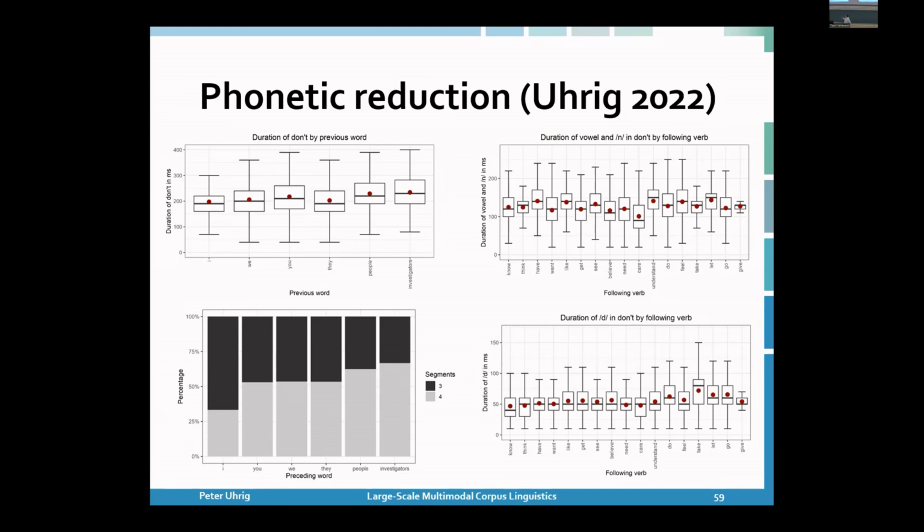And again, you see that with I don't know, the t is missing in something like 65% of the cases. Whereas with investigators don't know, in about 75% of the cases, the t is realized. So this is a strong frequency effect, and we have the same thing for following verbs. That's also, as Bybee and Scheibman predicted, basically, that no here has the shortest duration of the d in don't, for instance, if it's followed by no.